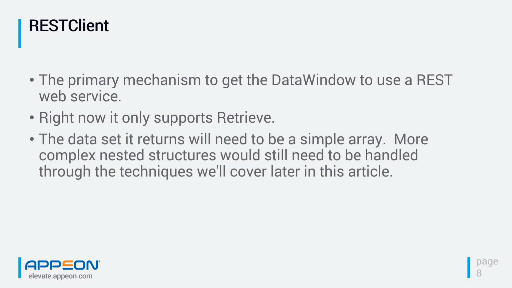If you're going to use the REST client to get data into a DataWindow, then the data needs to be coming back in a simple array. If you've got data coming back in a complex nested structure, what you're going to have to use is the HTTPClient and parse the data out, and then put it into the DataWindow. And we're actually going to see both of these techniques.